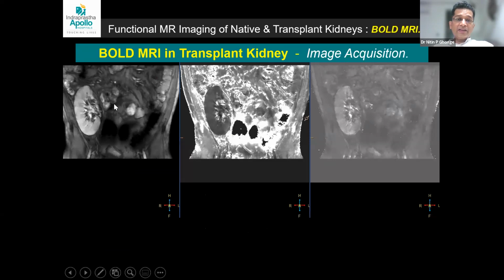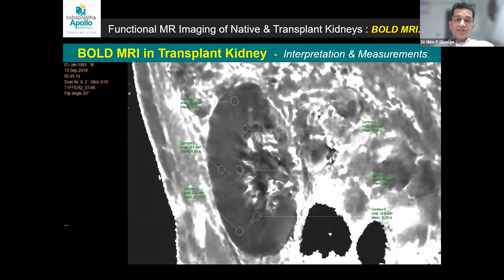Like this is a BOLD MRI in a transplant kidney, which does not require any contrast, and is an MRI tool which can help in picking up abnormality at quite an early stage in patients with CKD. So these are the ROI values measured in the cortex and the medulla. This is still work in progress, and there are different sets of cutoff values described in normal and abnormal kidneys.